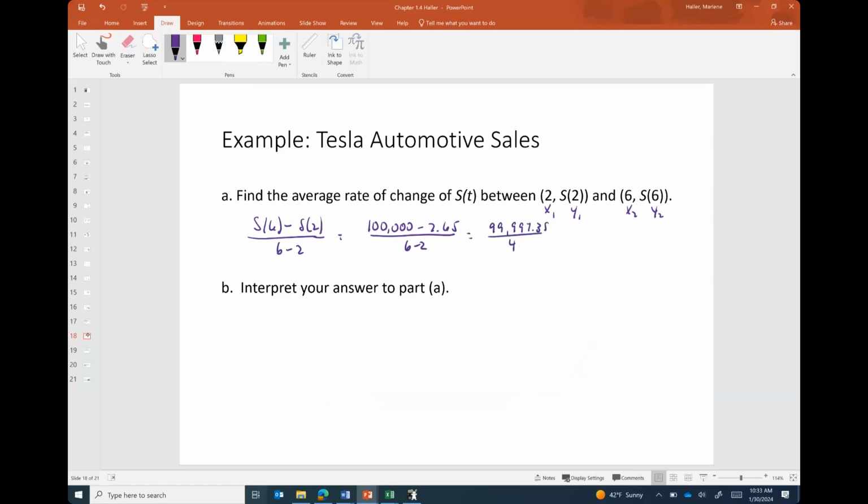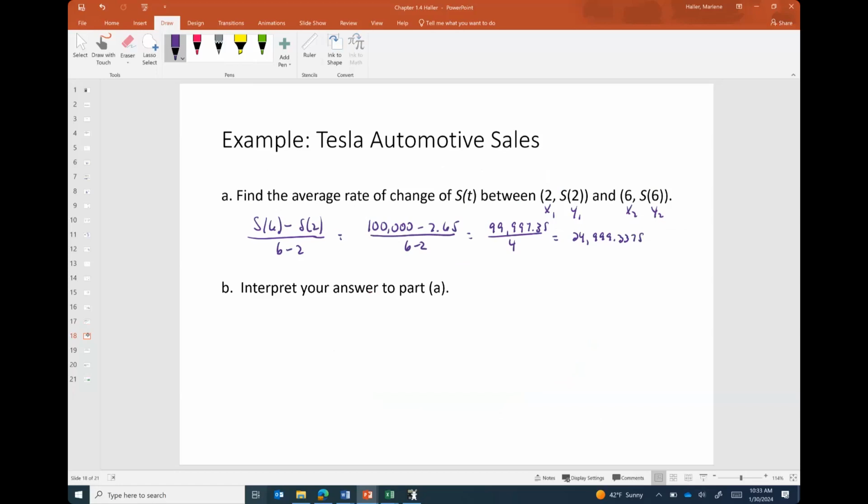So this is going to be 100,000 minus 2.65 over 6 minus 2, or 99,997.35 over 4. And if we plug that into the calculator, we'll find that that divides out to 24,999.3375. All right. So there's our average rate of change over the interval from 2012 to 2016. And these were in thousands. So it's $24,999.3375 thousand.